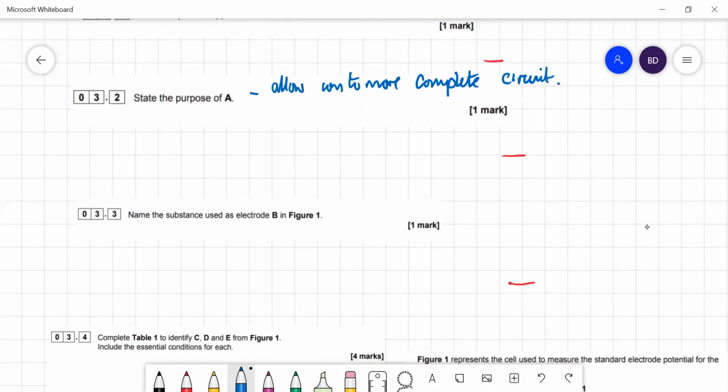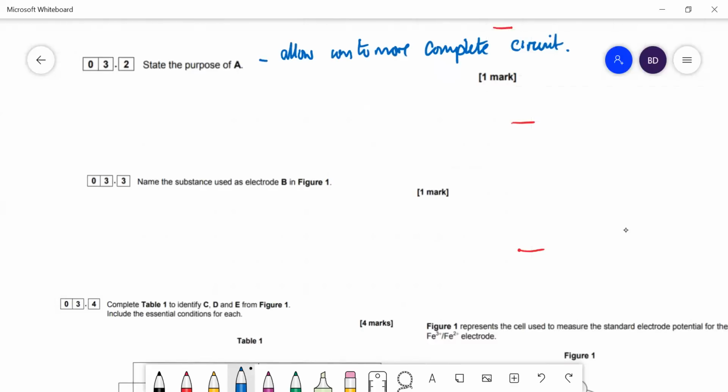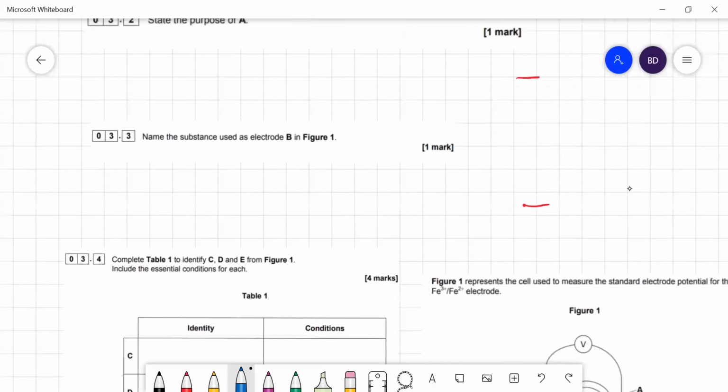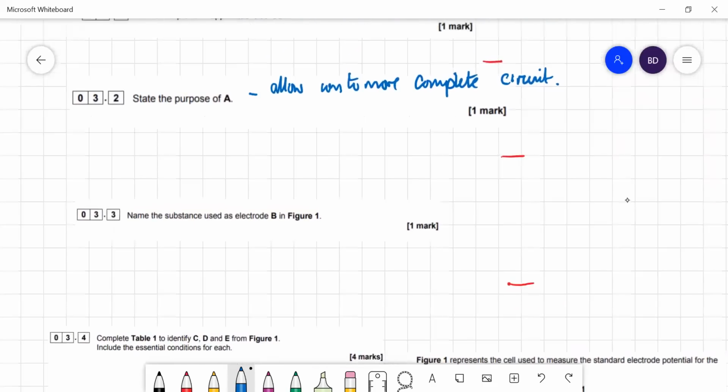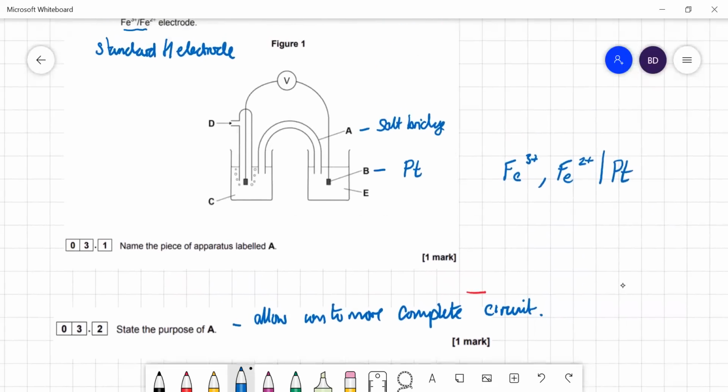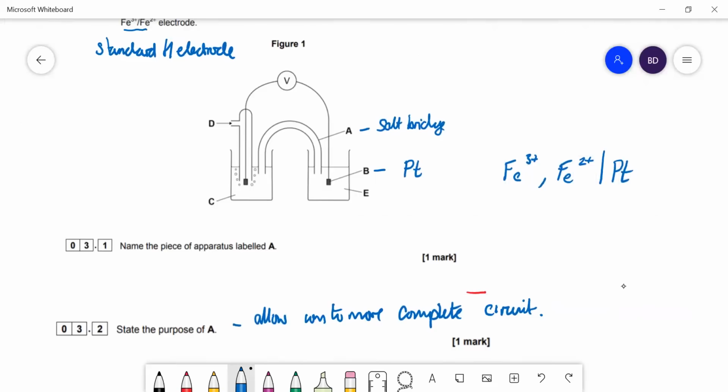Complete table 1 to identify C, D, and E, and include the essential conditions for each. Okay, C, D, and E. So let's go back to the diagram and do it that way. Right, C is going to be hydrochloric acid, not sulfuric acid, and the concentration for the standard conditions has got to be 1 mole per decimeter cubed and 298 Kelvin. This is the standard hydrogen electrode. D, well, that's going to be hydrogen gas going in there, and that's got to be at 1 atmosphere pressure for standard conditions.